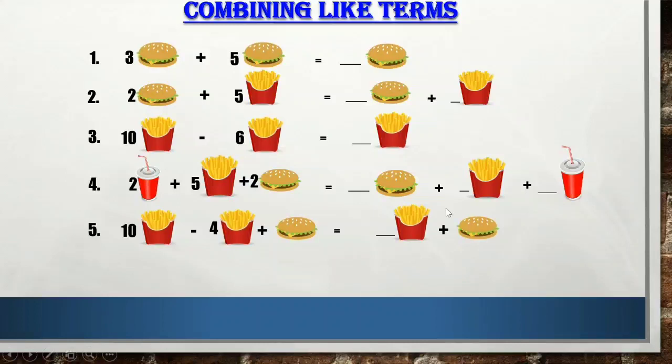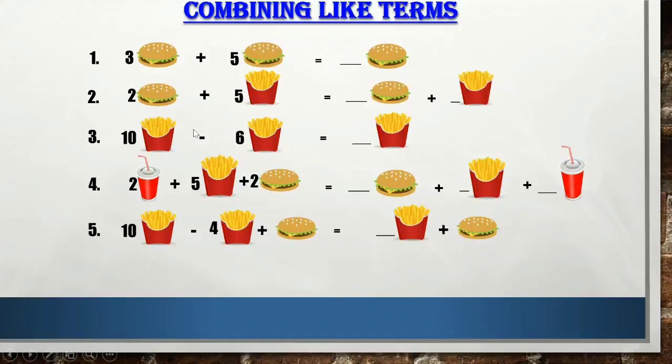In a similar way, if I tell you that burger is nothing but x, anything, isn't it? Now I'm generalizing it. So I'm taking the burger as x. So 3x plus 5x, how much will you get? 8x, right? Now, if I tell you 2x, and let us take that the French fries is y, 2x plus 5y, can I add them? No, I'll just say two burgers and five French fries. I cannot mix them.